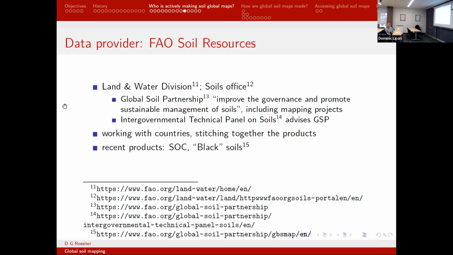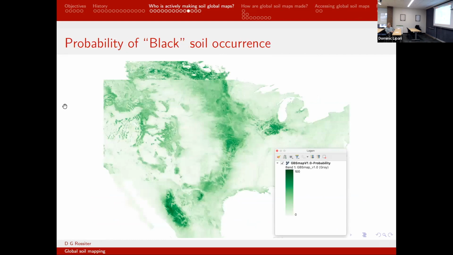They stitch together products, and even though I told you that stitched products have their problems, I want to mention this because they do show the whole world, and it is another approach to mapping the world. And here's an example, again with the US and Canada, of what they call black soils.